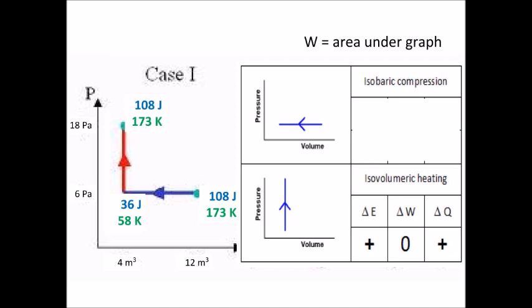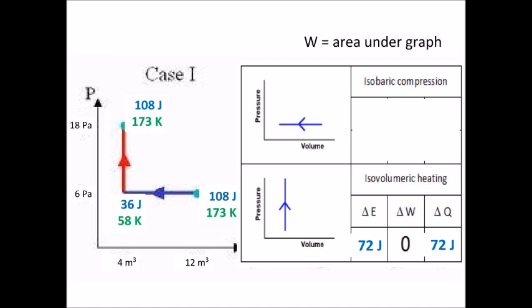And what is delta E and delta Q? Well, look at the sheet. Delta E and delta Q both have to be 72 joules. They have to equal one another because of the first law of thermodynamics. And looking at the blue values there, 36 plus 72 is equal to 108, 108 joules.